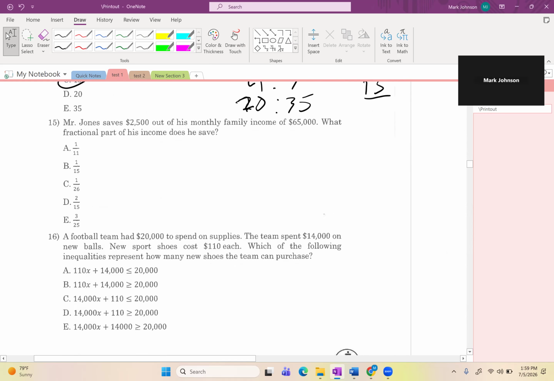Mr. Jones saves 2,500 of his weekly income, family income of 65,000. What fractional part of his income does he save? Entonces, cantidad que ahorra sobre total. Entonces, 25 sobre... Podemos quitar los ceros y hay 5 en ambos. Entonces, 5 sobre 13.